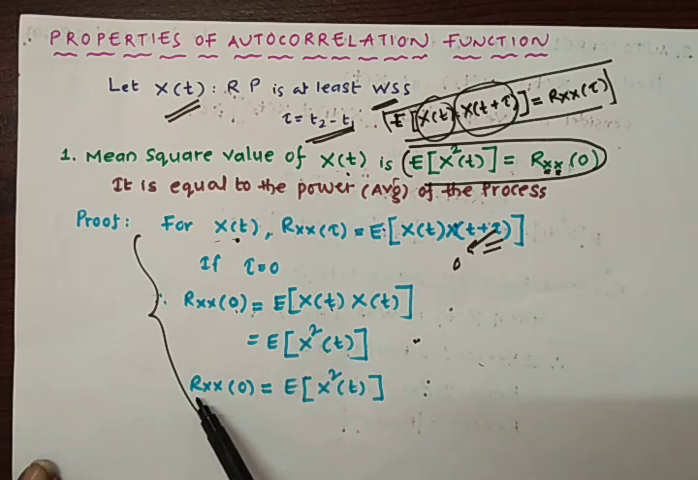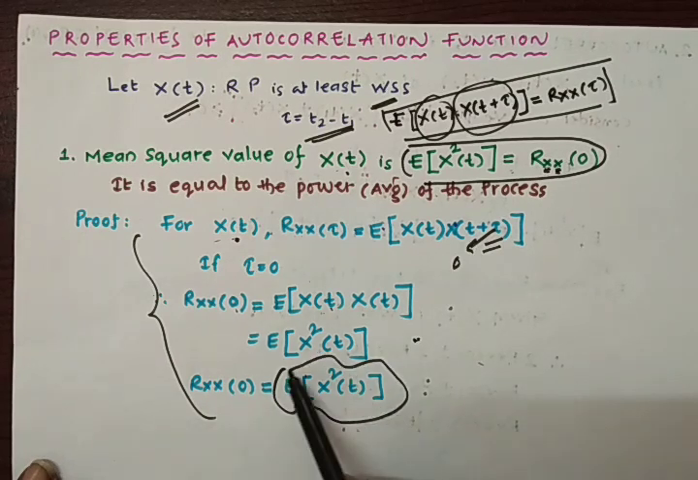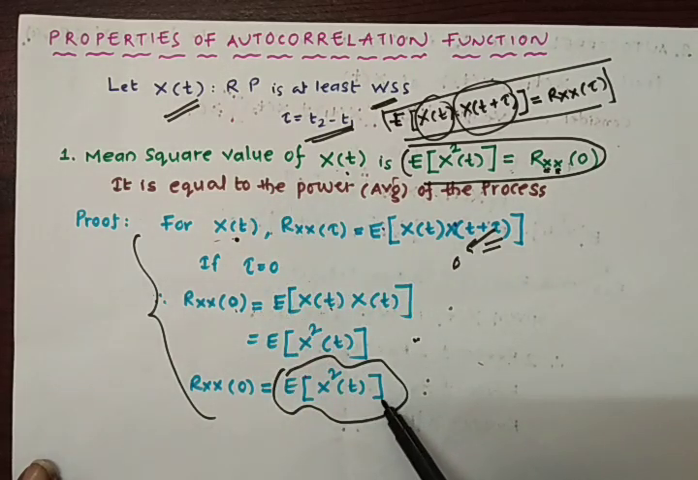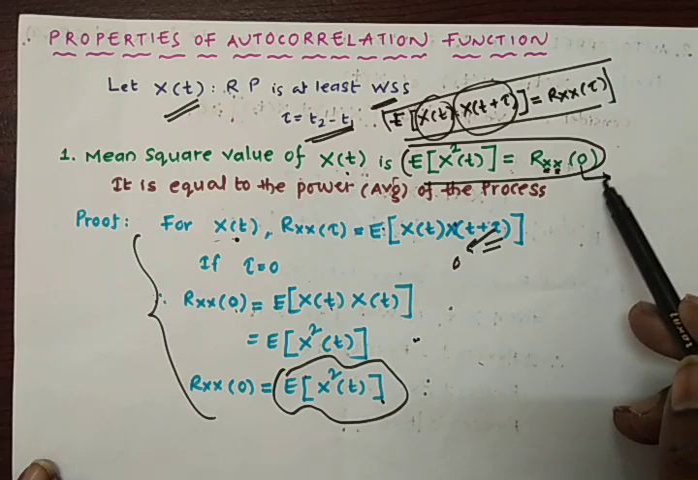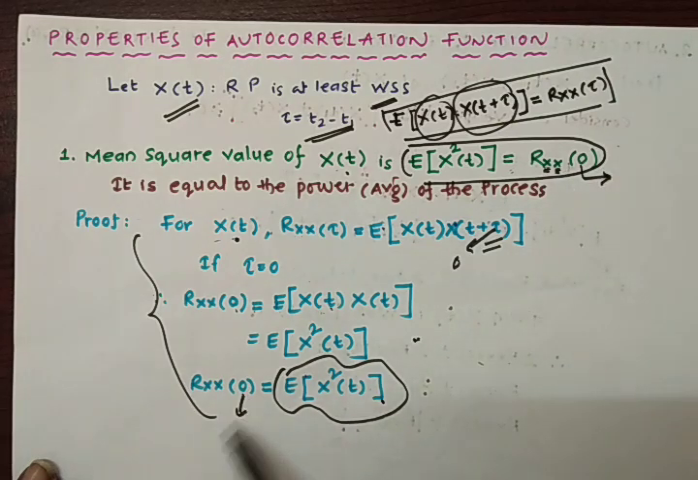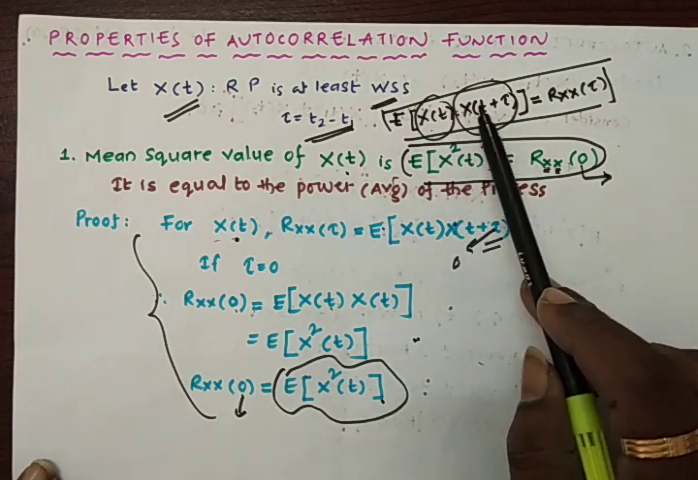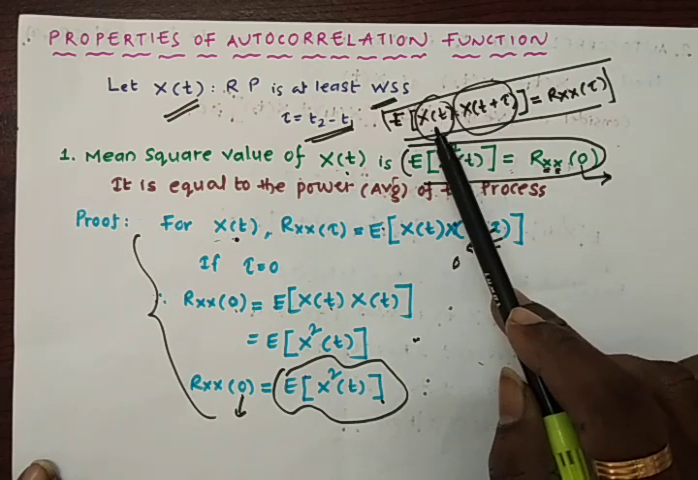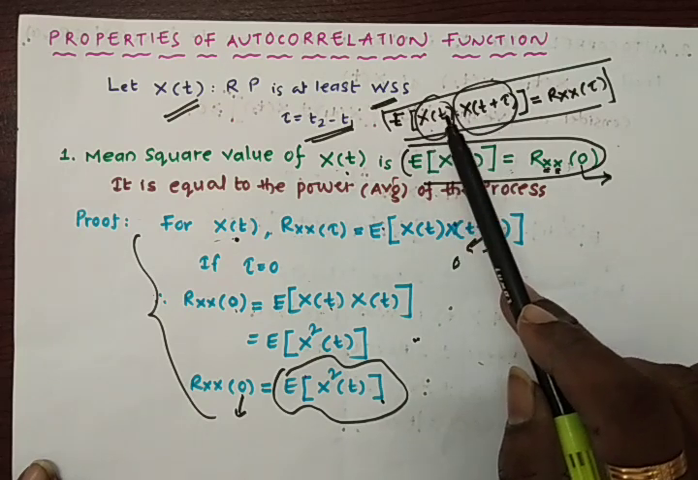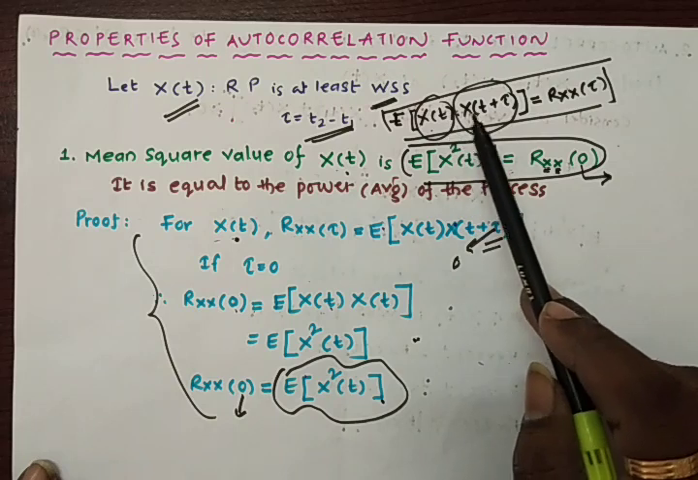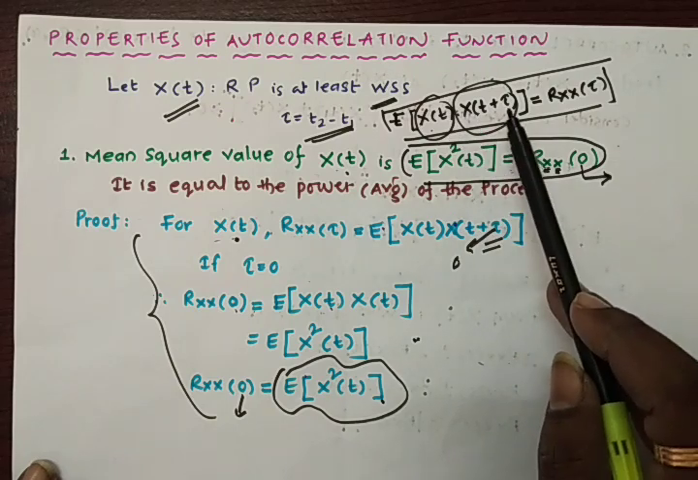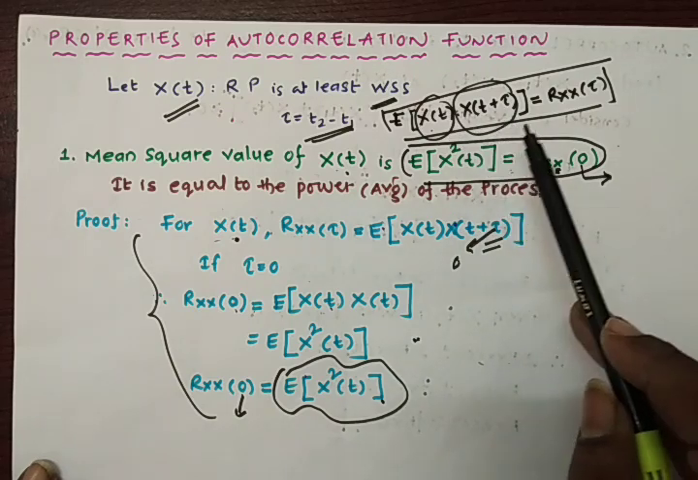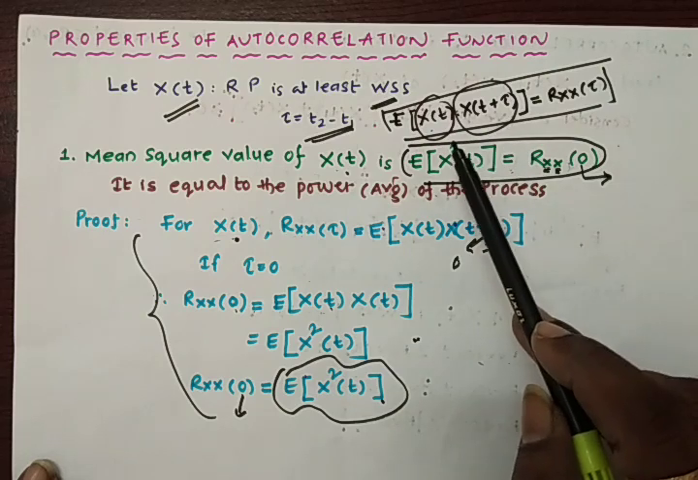We have to prove that the mean square of x of t must be the autocorrelation function at tau equals 0. There is no time shift. That means we have chosen two random variables, one at t and another at t plus tau, where we are considering tau as 0, so that both are the same random variable.